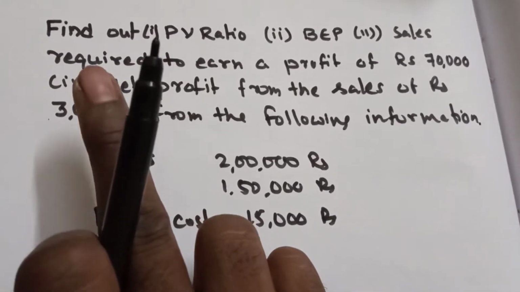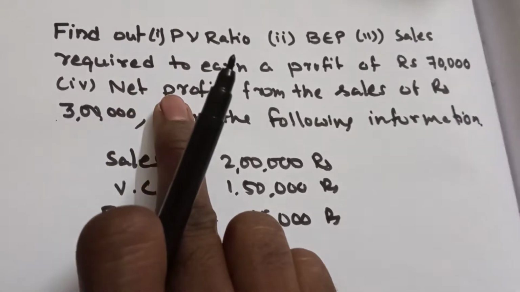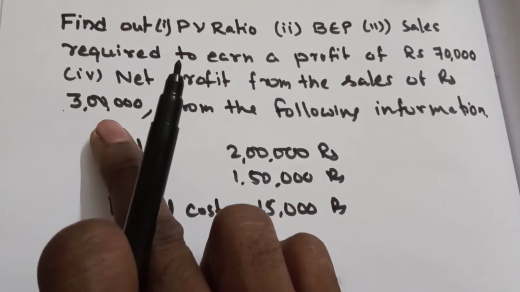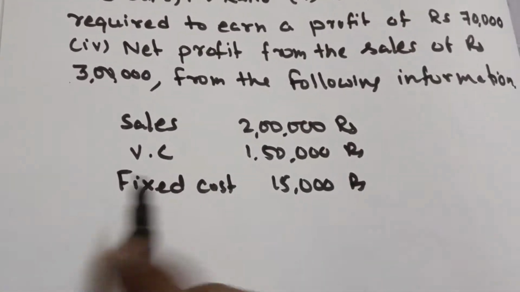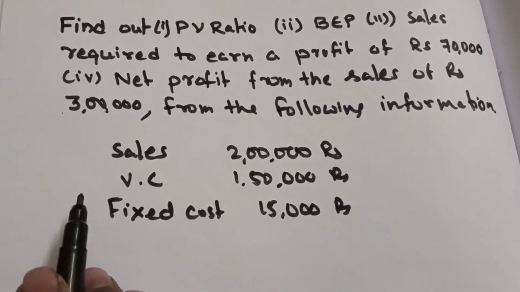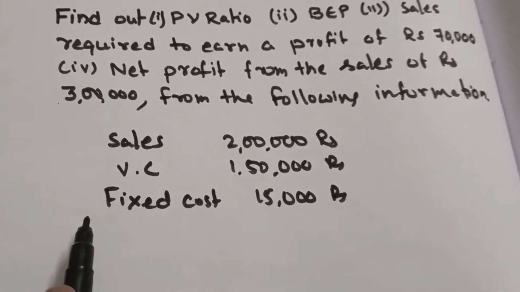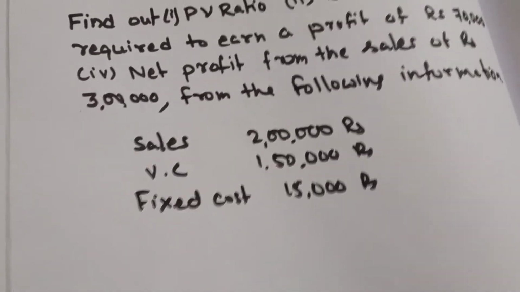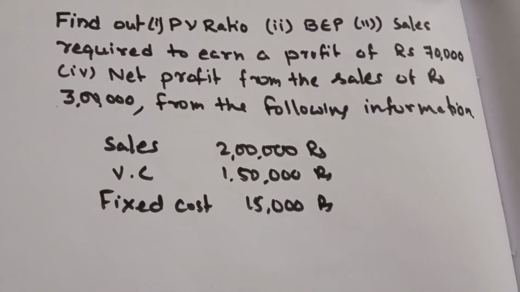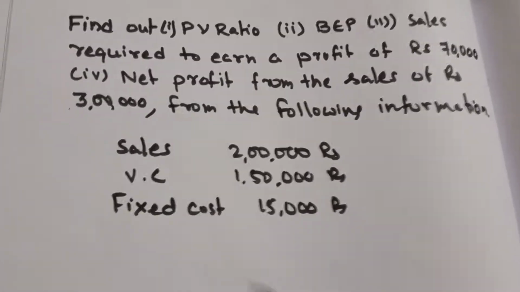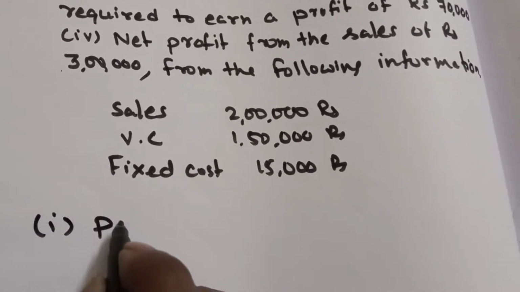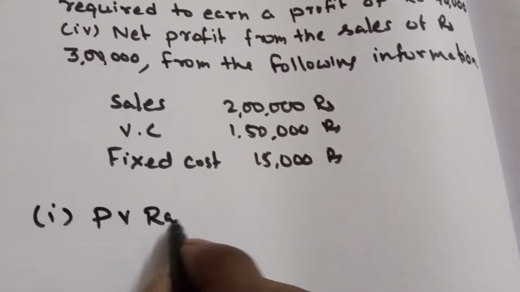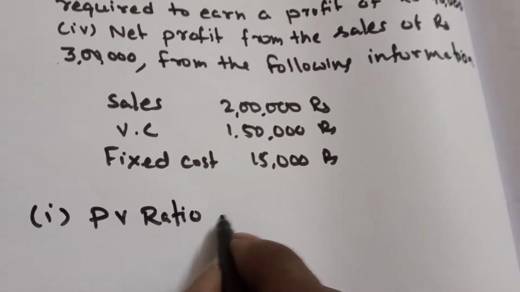In this question, we have to find out the profit if the sales is 3 lakhs from the following information. The information is given like this: sales 2 lakhs, variable cost 1,50,000 and fixed cost 15,000. So the problem is given like this. First we have to find out the PV ratio, that is profit volume ratio.